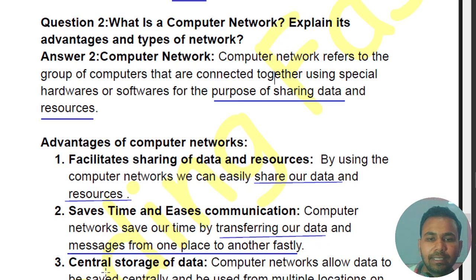Third is central storage of data. Computer networks allow data to be saved centrally and be used from multiple locations on the network. So it allows central storage of data. We do not need to replicate data on various computers. If it is present on one computer that is attached to the network, then it can be shared by that computer over the network, and the other computers connected to the network can access the data that is saved centrally on that computer.